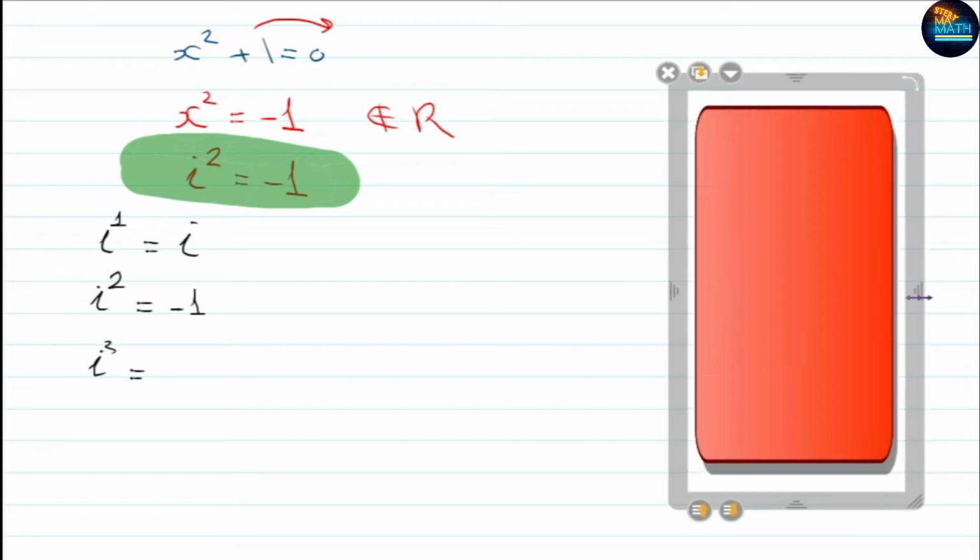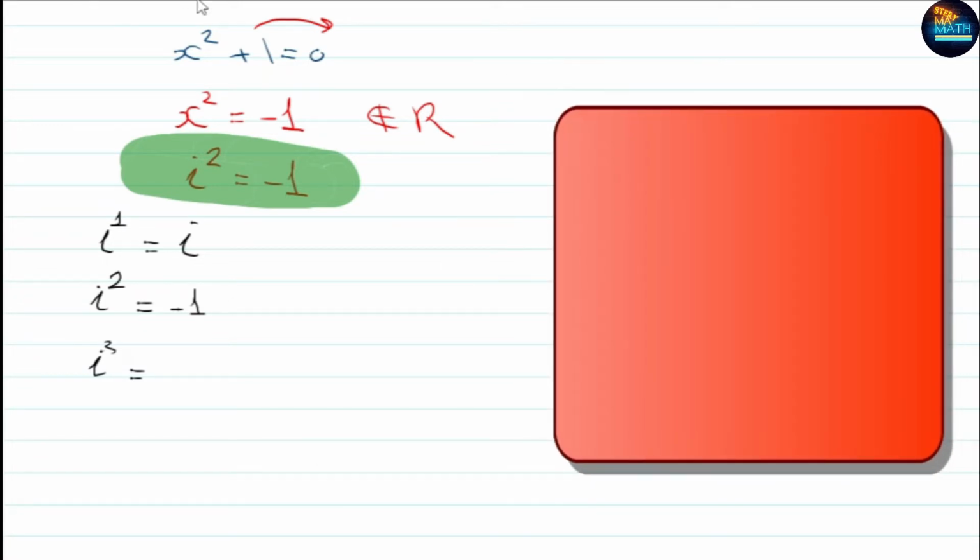3, you can write it down as 2 plus 1. So i to the power of 3 is equal to i to the power of 2 plus 1. Just remember, the rule is a to the power of m plus n is equal to a to the power of m multiplied by a to the power of n. So the plus is converted to multiplication. But you already have i to the power of 2, which is negative 1, multiplied by i, which is negative i. So i to the power of 3 is equal to negative i.